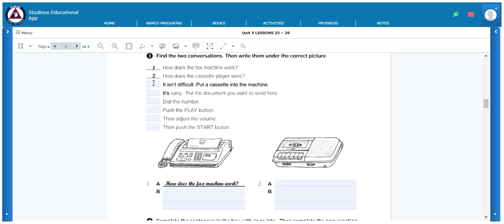So we put number 1 on top because it belongs to the first picture. We write number 2 because it belongs to the second picture. Don't forget, ladies and gentlemen, that you have to rewrite the conversations once you have divided them into 2 groups. So we know that the first question has been written down for us. So let's type that back. How does the cassette player work? Okay, we know that's your first question, just like we did the first one. What would go next?